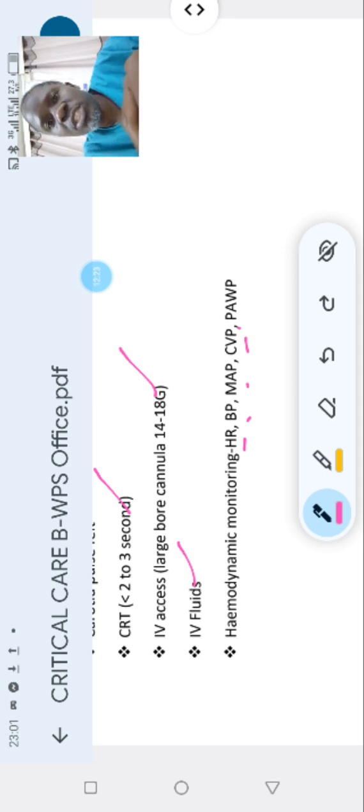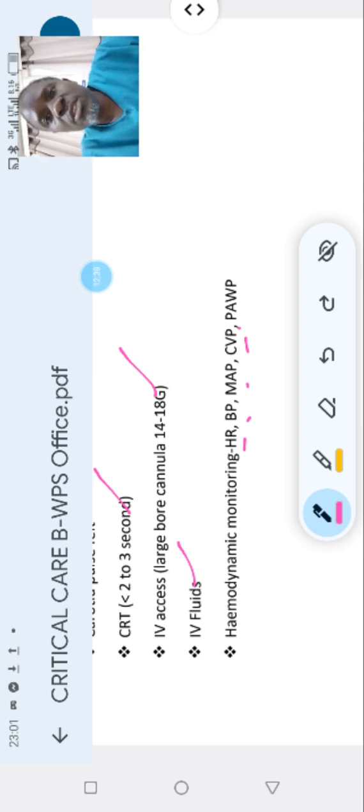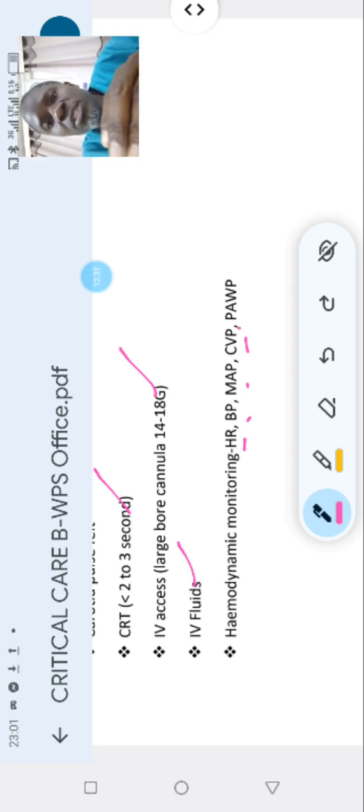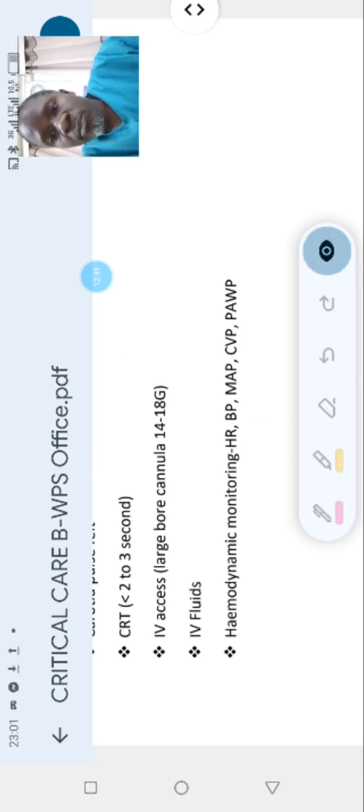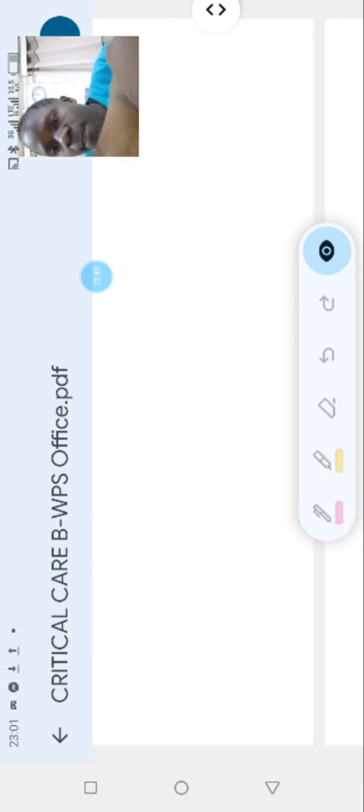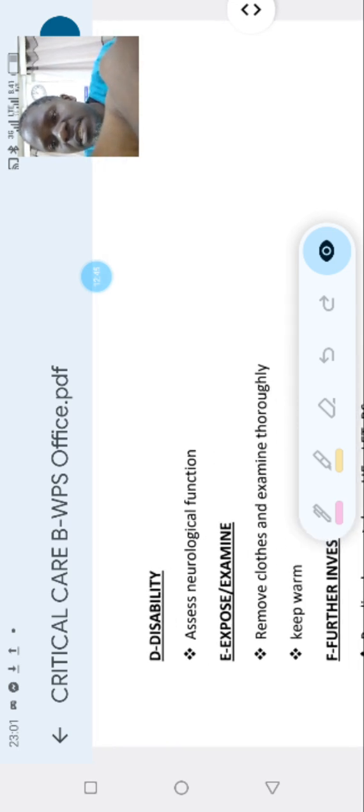But for the blood pressure, at least you can set the time, maybe every 30 minutes you're monitoring. Unless the patient is going into a crisis, then you can reduce the time. But if the patient is not going into a crisis, at least you can set 30 minutes hourly. That will help, and it won't be very uncomfortable for the patient. So the next bundle that we're looking at is D.